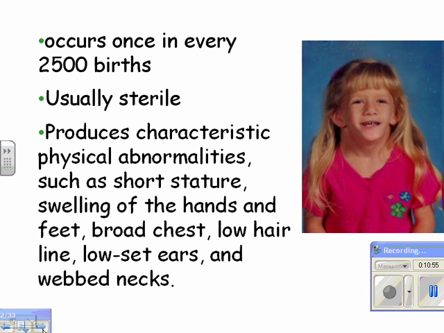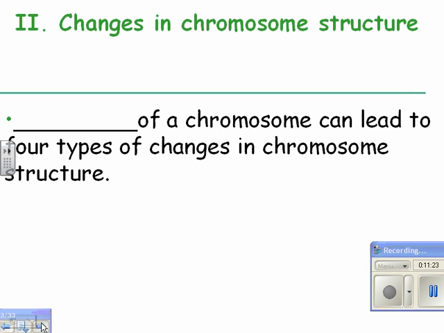It produces characteristics that are recognizable. So certain physical abnormalities, they're usually short. They usually have swelling of the hands and feet. They have a broad chest and a low hairline. So where the hair starts off the forehead is going to be low. They have low set ears. You can see the ears are a little bit lower here. And the necks are wide. If you look, it's called a webbed neck. So there are some physical differences.